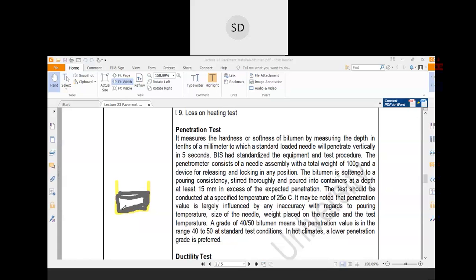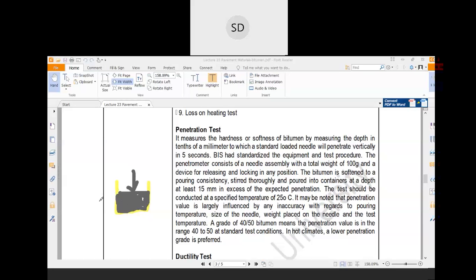You will keep it at a constant temperature of 25 degrees Celsius, and within this you will place one standard needle over this. The weight of the standard needle with the assembly would be like 100 gram, and you will check within 5 seconds how much that needle got penetrated into the bitumen sample. Basically, that is the penetration. Now, this penetration may be 40 mm, maybe 50 mm, maybe 60 mm, like that. So, based on this, the grade of the bitumen is decided.